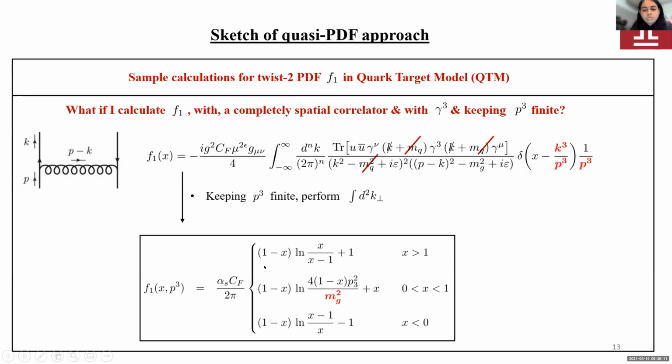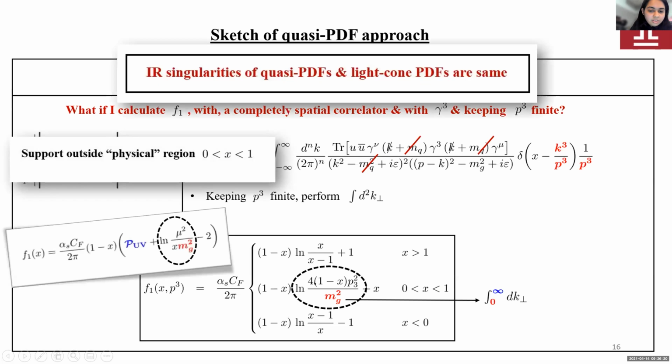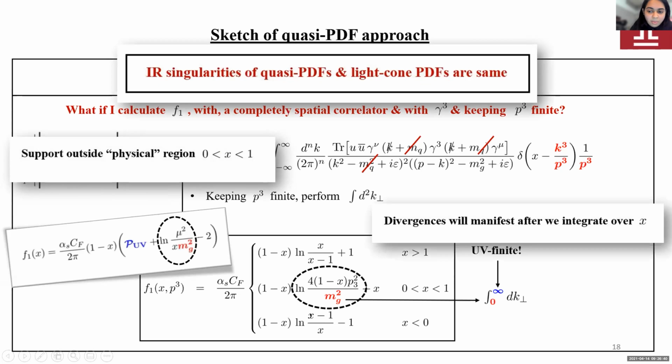So let's now go through some important features of such a result. We see that we get a non-trivial X dependence in these unphysical regions. However, we get an infrared singularity in only the physical region. And very importantly, this is the same infrared divergence that you get in your light cone result. Very interestingly, quasi-PDF results are UV finite, but they appear back once you integrate over X.